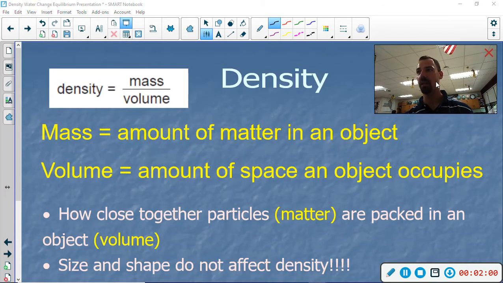Okay, there's math along with density, and you need to know the formula. It's on the front of the reference table, at least so you should understand it. Density equals mass divided by volume. And mass is the amount of matter in an object. Volume is the amount of space the object occupies. So how close the particles of matter are in the amount of space is basically density. All right, so that's what we're looking at here.